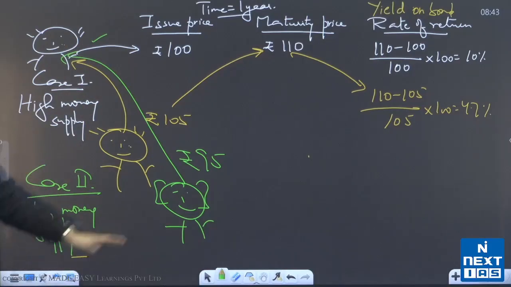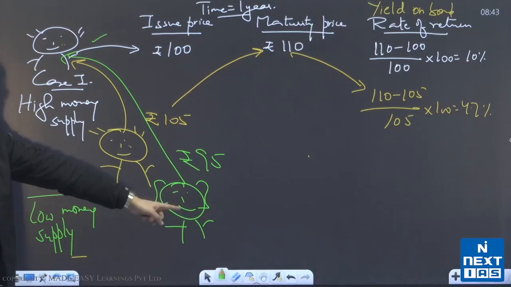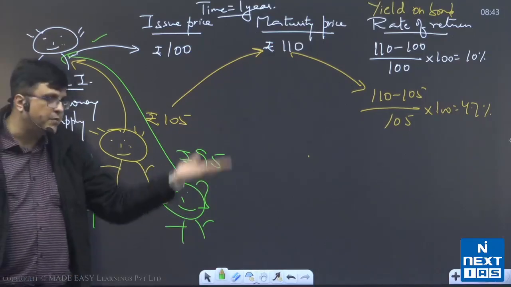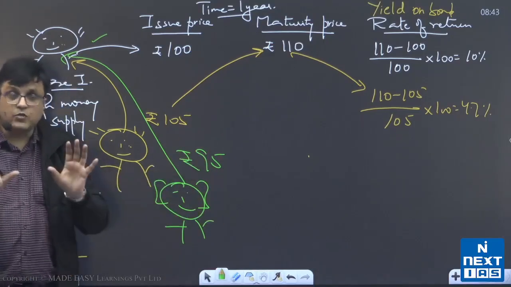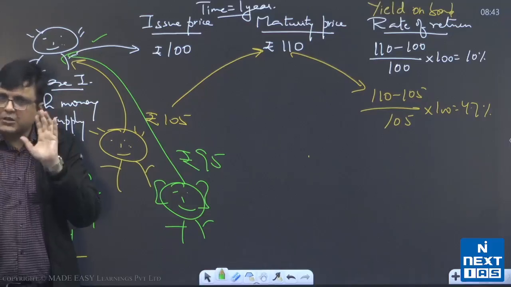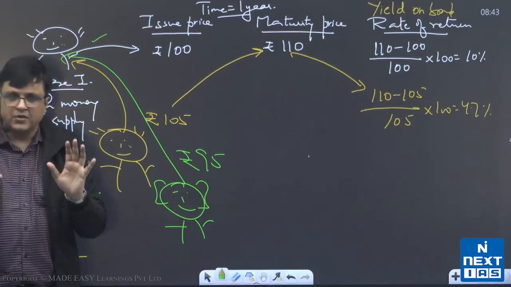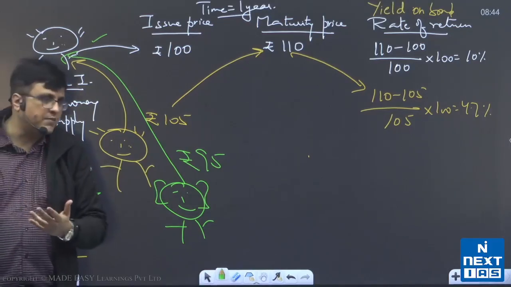You understand that? Why is this person buying the bond? This person expects that the bond price in future will be above 95. That is what you call speculation. Everybody is expecting. It's not a reality. All right, but everybody is expecting in a particular manner.